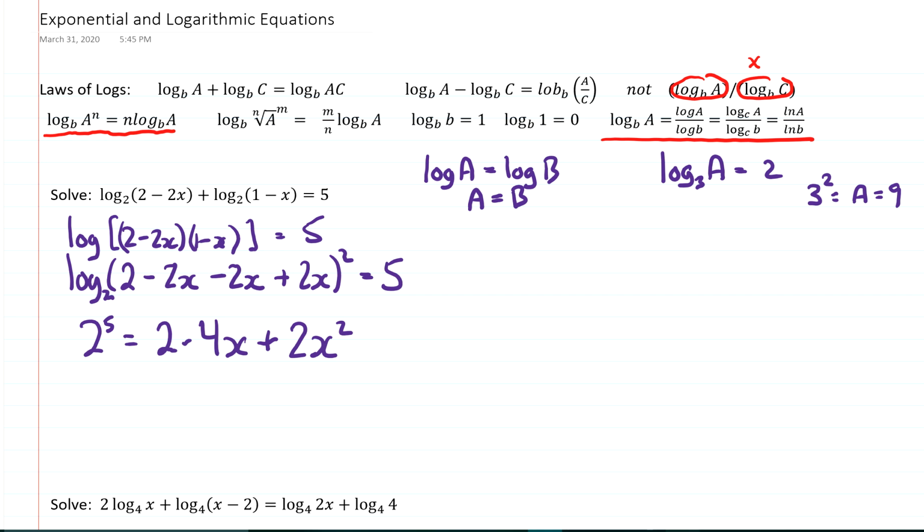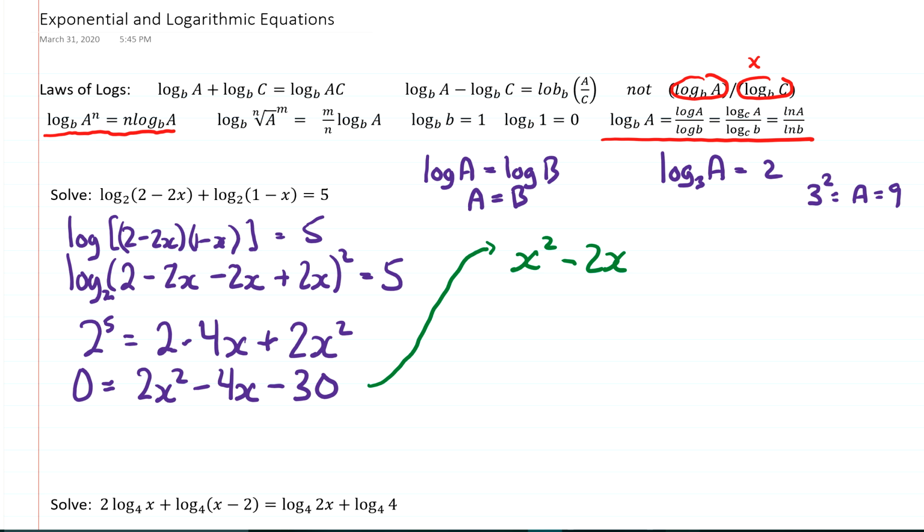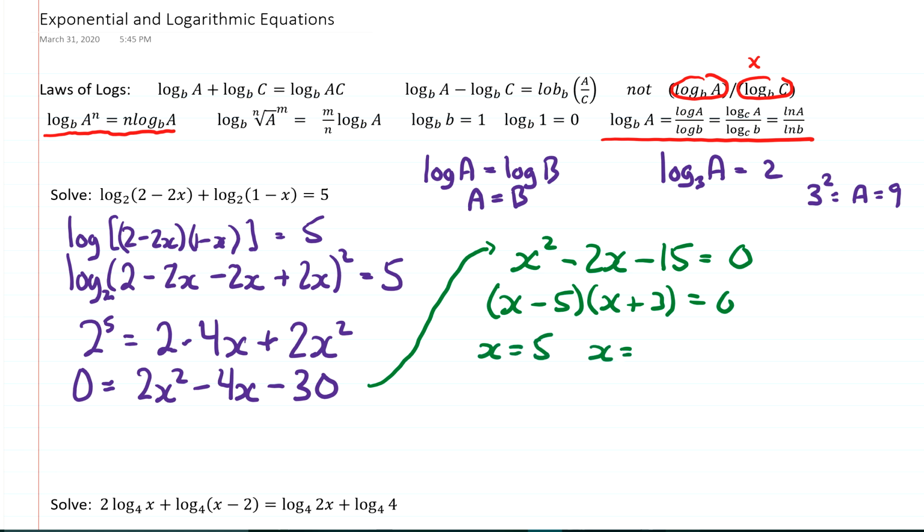And so 2 to the 5 is 32, so we can move that over, and we would get 0 equals 2x squared minus 4x, and now we're doing 2 minus 32, so minus 30. And then if we divide everything by 2, we get a quadratic equation that is x squared minus 2x minus 15 is equal to 0, and that would be x minus 5, x plus 3 equals 0. So x would equal 5 and x would equal negative 3.